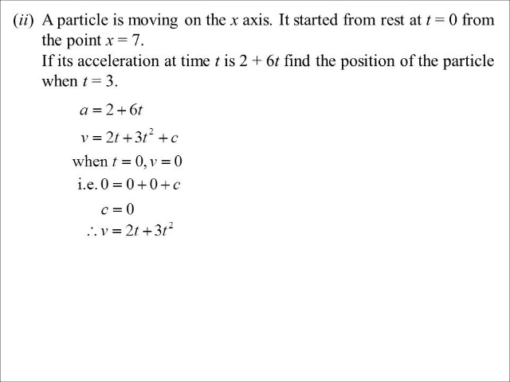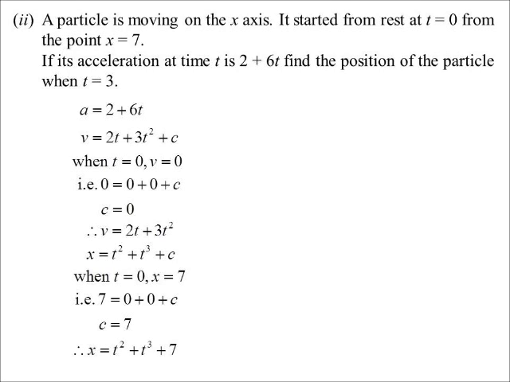And then displacement, integrate again. t squared plus t cubed plus a constant. And this time we know that when t is 0, x is 7. Subbing in, this time I wouldn't have got away with it if I'd forgotten the constant, because the constant is 7. And there's our displacement formula.